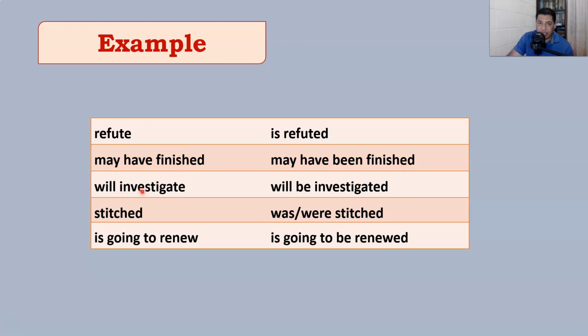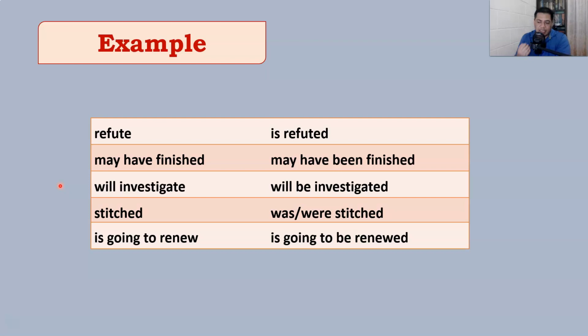Will investigate. What form is this? This is modal will, okay? Future, will investigate. Now when I turn this verb into passive voice, I am going to use will, yes? The form of this verb is the base form, so I'm going to use the base form of verb be, which is the same, of course. Will be, and the past participle of this verb, investigated. Will be investigated, right?